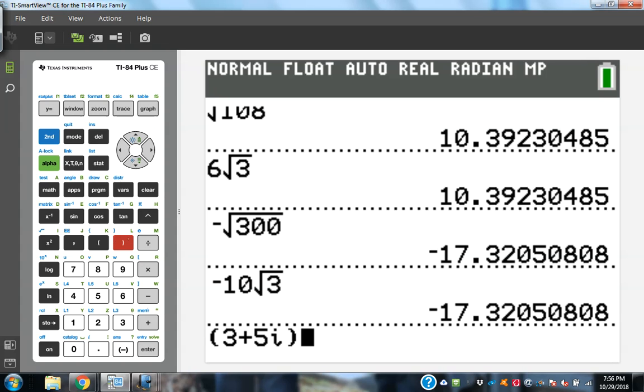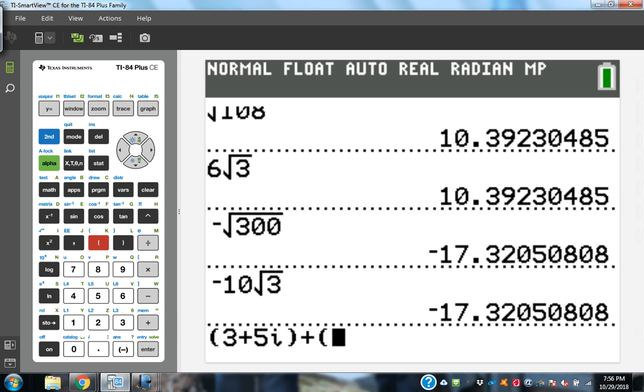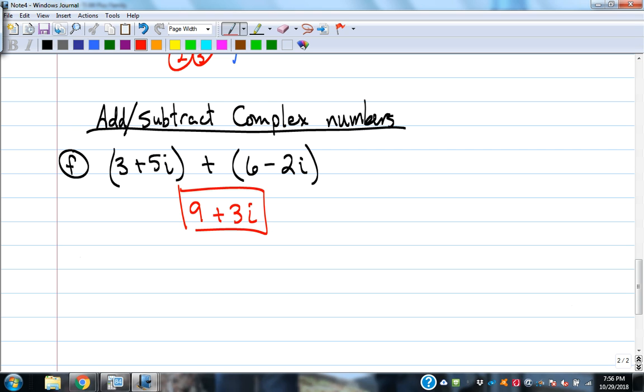Close those parentheses, plus parentheses, remember what our other number was, 6 minus 2i. So with the calculator, I'm going to hit 6 minus 2, second decimal point to get the i. Hit enter. Boom. It adds those together for us. That's beautiful. I don't know that it's worth it for addition and subtraction. Maybe it is. It takes me longer to type it in than it does to do it. But let's do a subtraction problem.